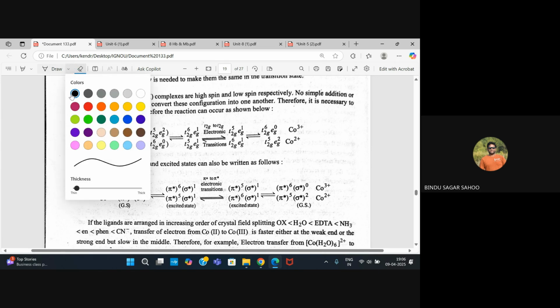Initially, the electronic configuration is T2G5, Eg2. When electronic excitation occurs, the electronic configuration will change to T2G6, Eg1. And here also you can see the electronic configuration changes to T2G5 and Eg1. Then now tell me, in this case, can the electron transfer occur? Definitely, the electron transfer occurs from this side to this side. Yes or no?